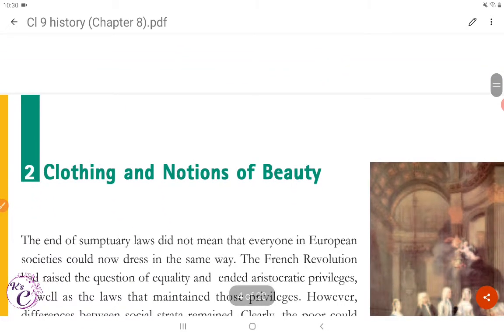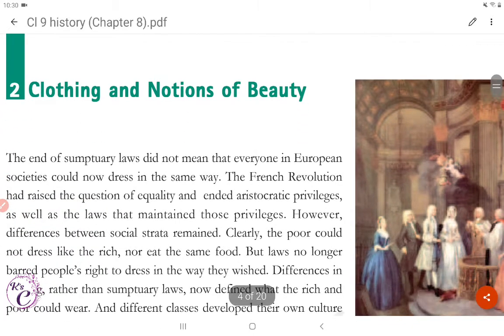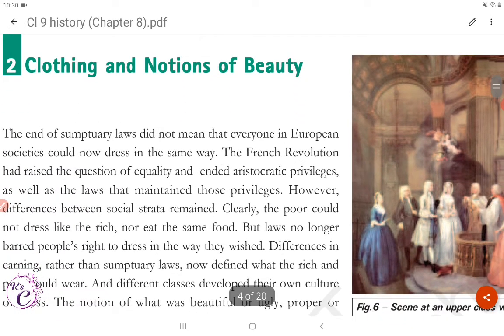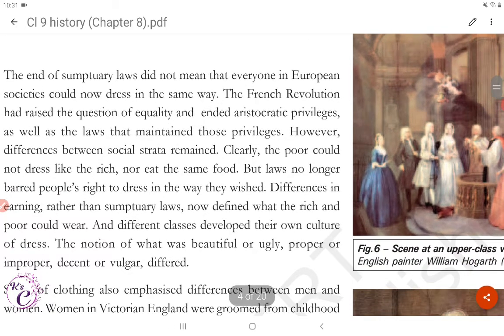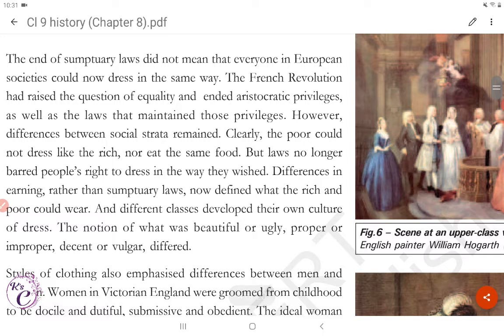2. Clothing and notions of beauty. The end of sumptuary laws did not mean that everyone in European societies could now dress in the same way. The French Revolution had raised the question of equality and ended aristocratic privileges, as well as the laws that maintained those privileges.